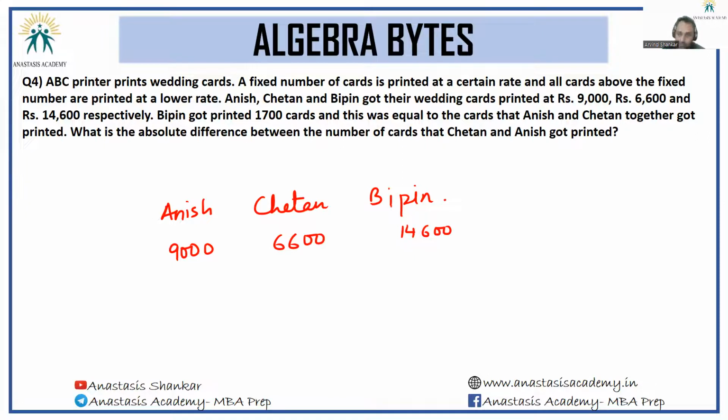So if he had 1,700 cards, he had X cards, he had 1,700 minus X cards. Okay. Now, what is the absolute difference between the number of cards that Chetan and Anish got printed? Okay, let's see what we can do with this.